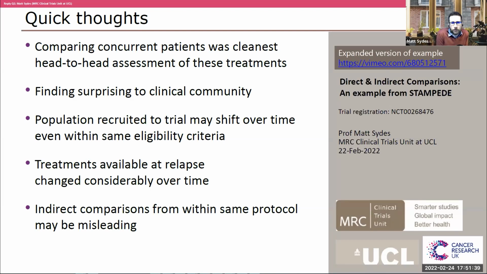Also worth noting is something that is perhaps much more difficult to measure: the treatments available to people at relapse changed considerably with results of other trials as time went on. So we think that looking at indirect comparisons, even from within the same protocol, can be misleading. It just makes me feel really rather cautious about using non-concurrent controls within the same protocol. There's a longer version of this if you want a bit more detail that we put online. There's a link there and we'll put that out later on.